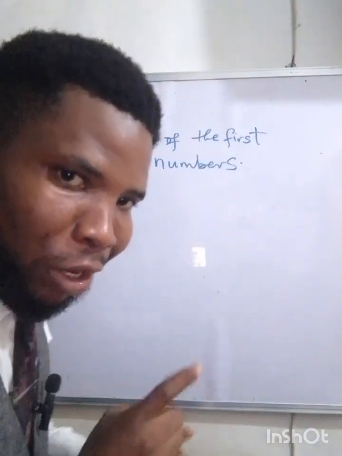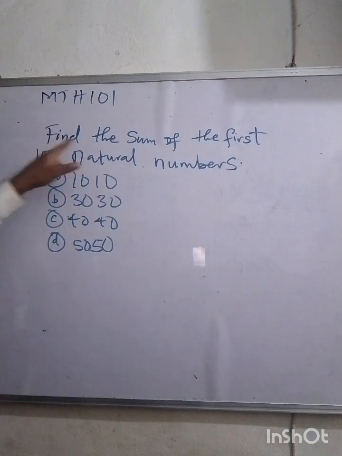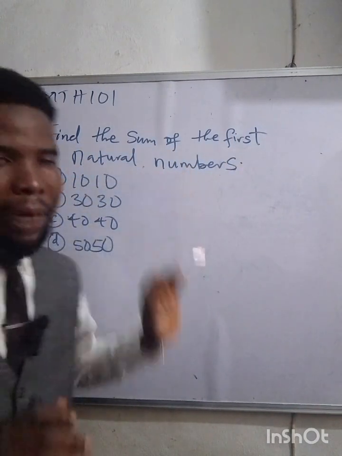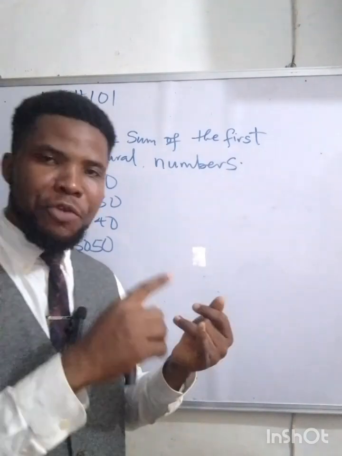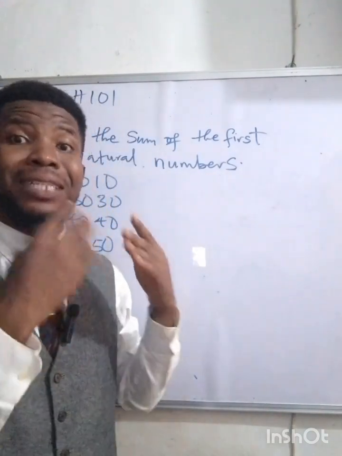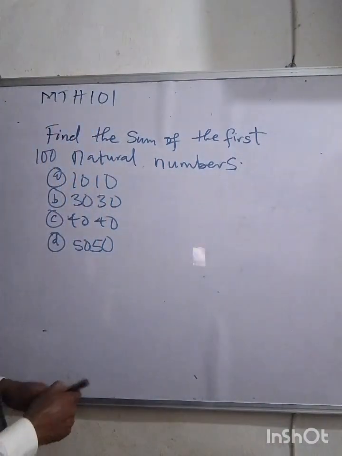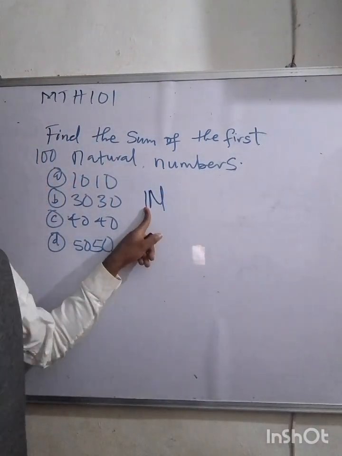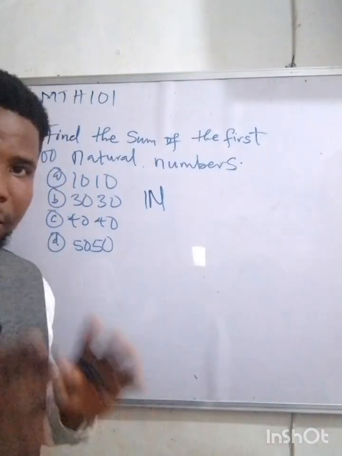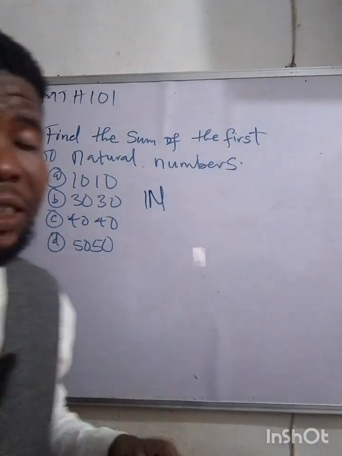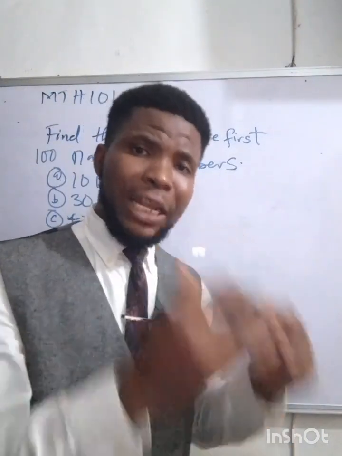Let's solve one more question. Now look at this. Find the sum of the first 100 natural numbers. You know we have sets of numbers. You have the real numbers, rational numbers, irrational numbers, natural numbers. And of course, you know that natural numbers are represented by N. That is natural numbers, right? So we're looking for the first 100 natural numbers.